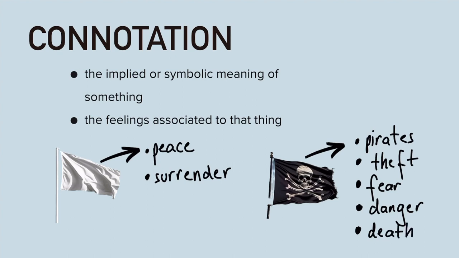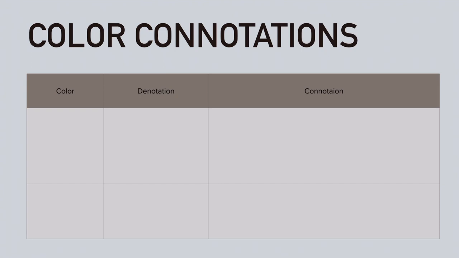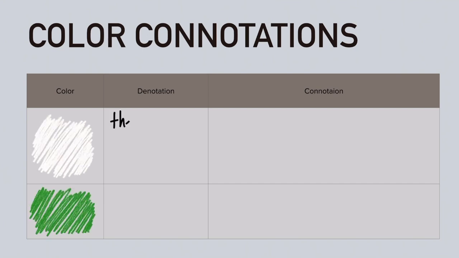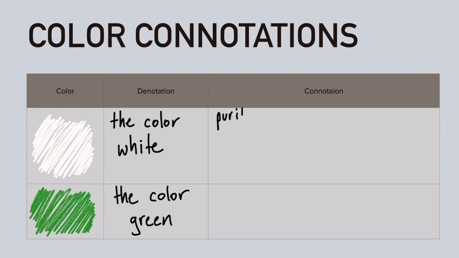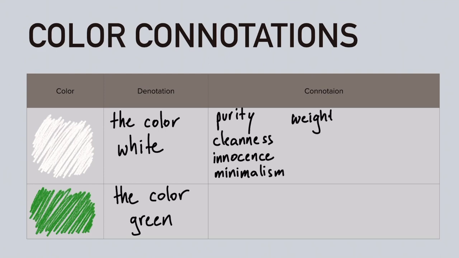Okay? Well, let's see some color connotations, because colors have a bunch of connotations and I have two of them here. White, so the denotation of the color white is the color white, and the denotation of the color green is the color green. Now the connotations I have listed over here, and there are more.